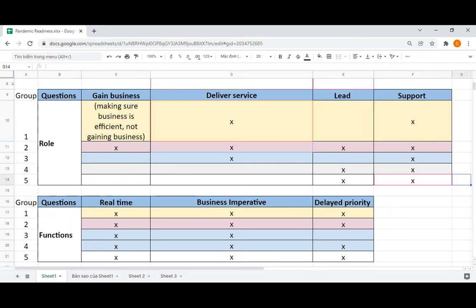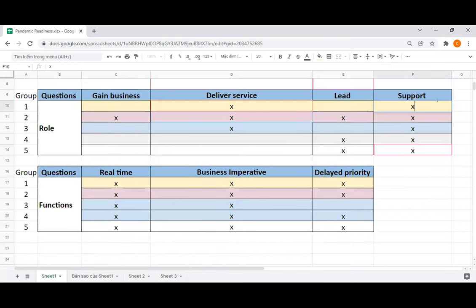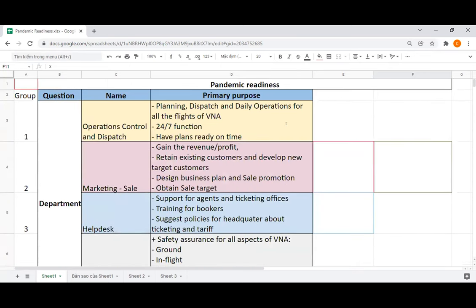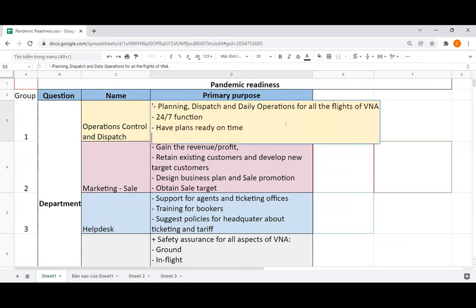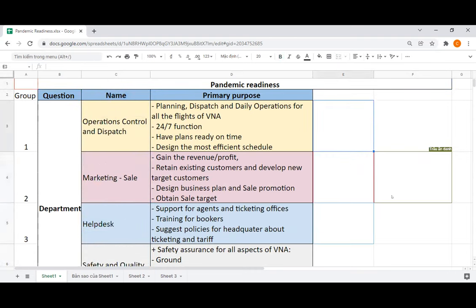Another objective. It says one of your objectives is to design the most efficient schedule. Is that another objective? Efficiency? Yes. Cost efficiency? So this is actually really interesting because it's by peeling apart exactly what the department does, what its objective is. So that's an objective to have an efficient schedule, as well as have plans ready.